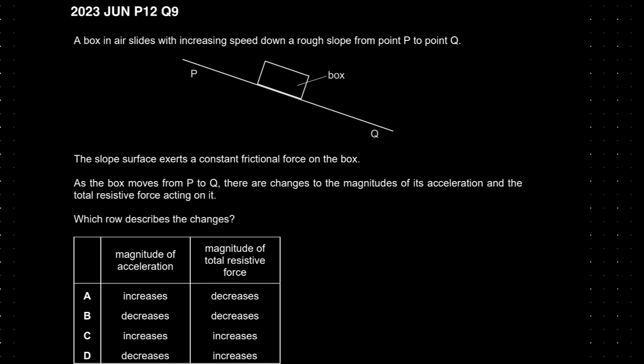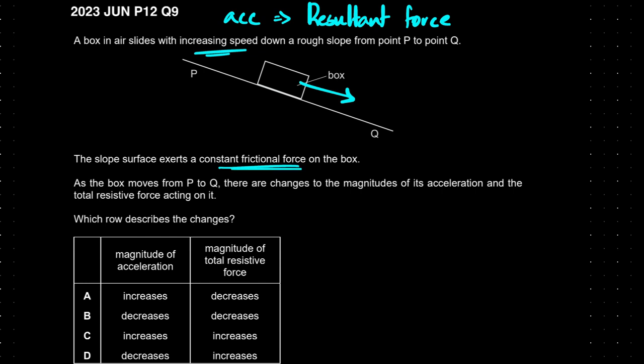Question number 9. A box in air slides with increasing speed down a rough slope from point P to point Q. Increasing speed basically means acceleration, and according to Newton's second law, this implies there is a resultant force. And there is a resultant force downwards. So the slope exerts a constant frictional force on the box. So there is this frictional force which is constant.